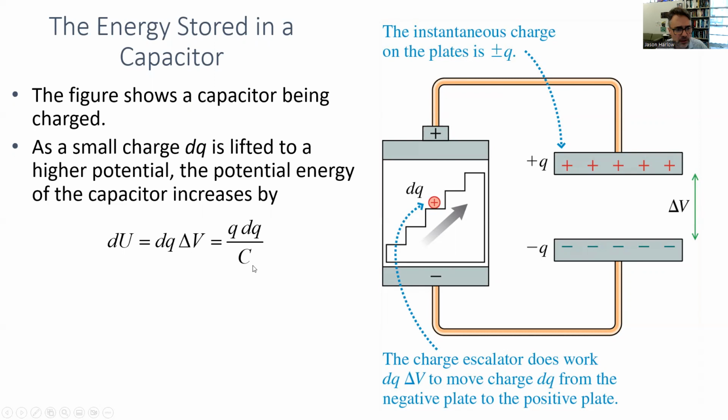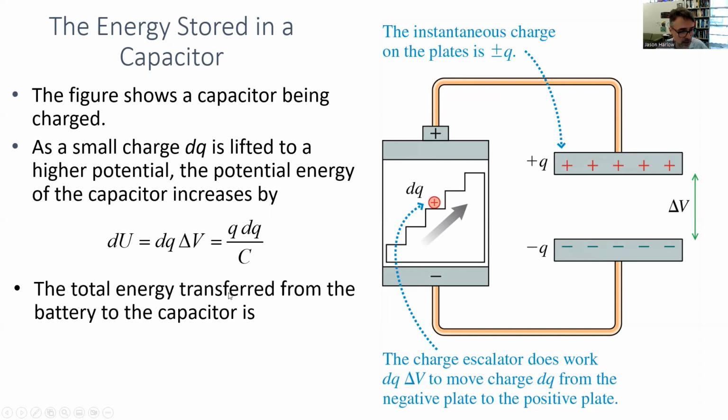So that little dq gains dq times delta V. Delta V is proportional to the instantaneous charge on either plate divided by the capacitance. So in order to find the energy stored in a capacitor, you have to do an integral, starting from 0 charge up to the final charge, capital Q, of lowercase q dq. So q is the instantaneous charge, which starts at 0, ends up at Q. You do an integral of 1 over C times q dq. You end up with a factor of 2 in the bottom, Q squared over 2C.